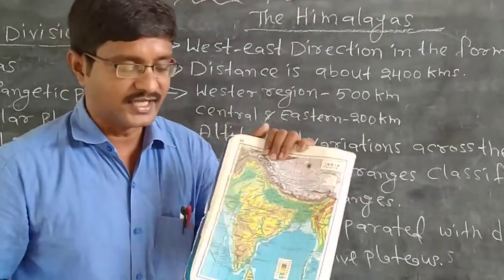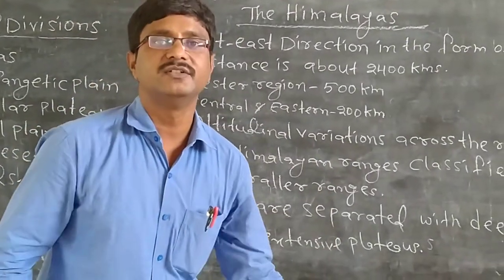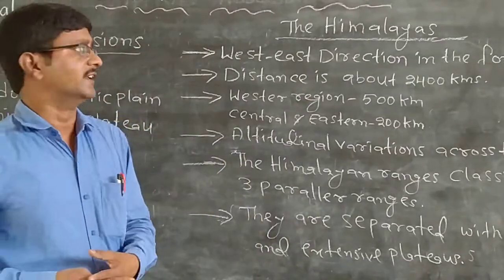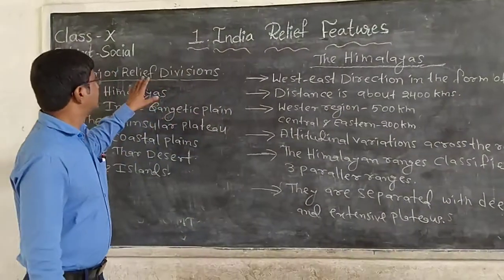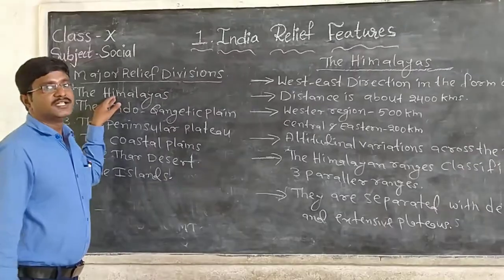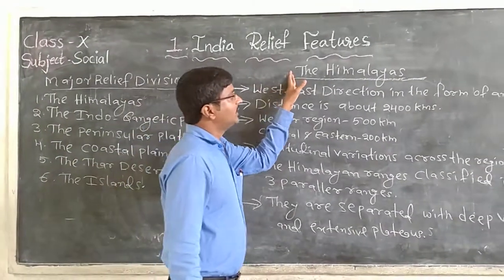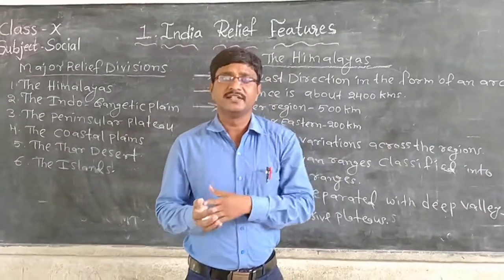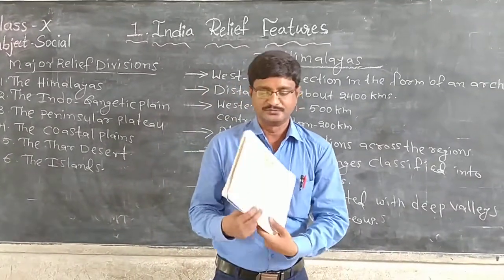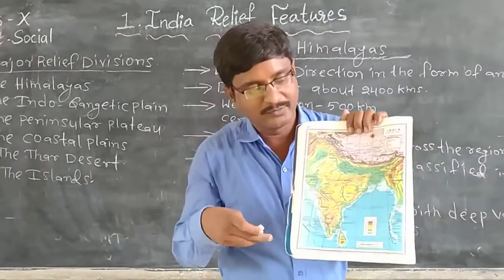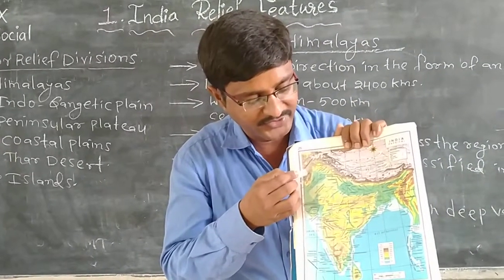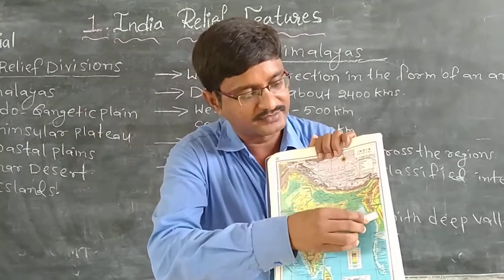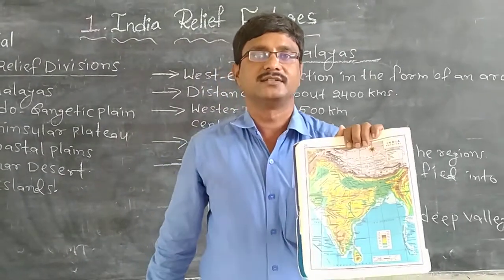Next one is the islands. These are the major relief divisions. So now one by one we will learn in detail. What is the first major relief division of our country? The Himalayas. So let us learn about the Himalayas. See the Himalayan ranges. Just now I showed you in your physical map. Himalayan mountains, they are running from here, and this entire region is covered with Himalayan mountains.